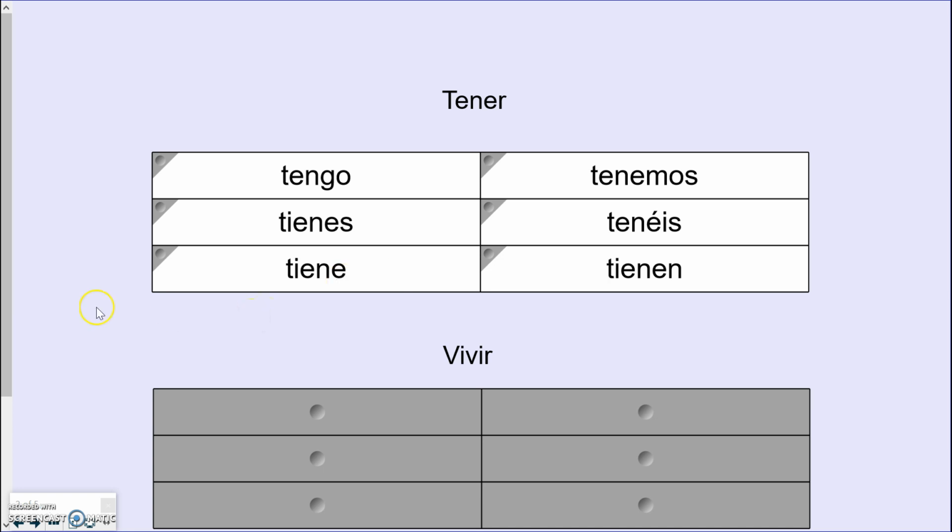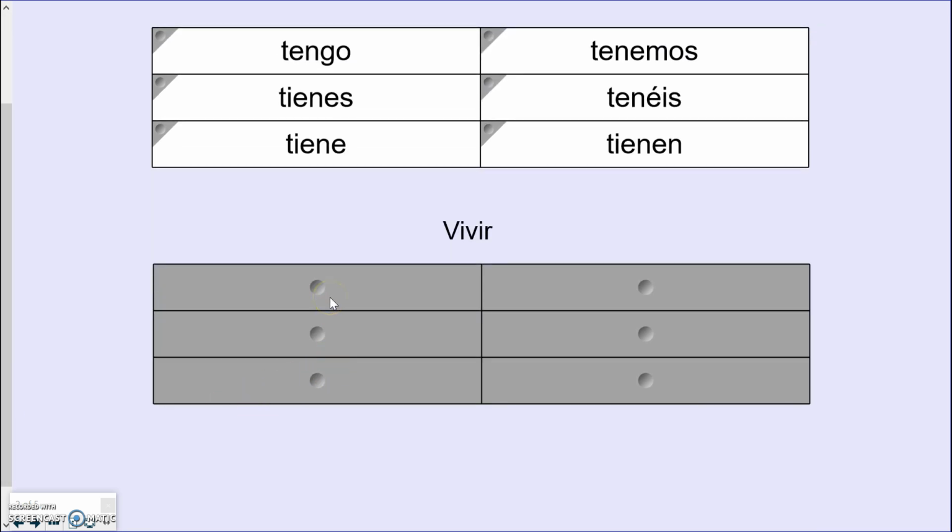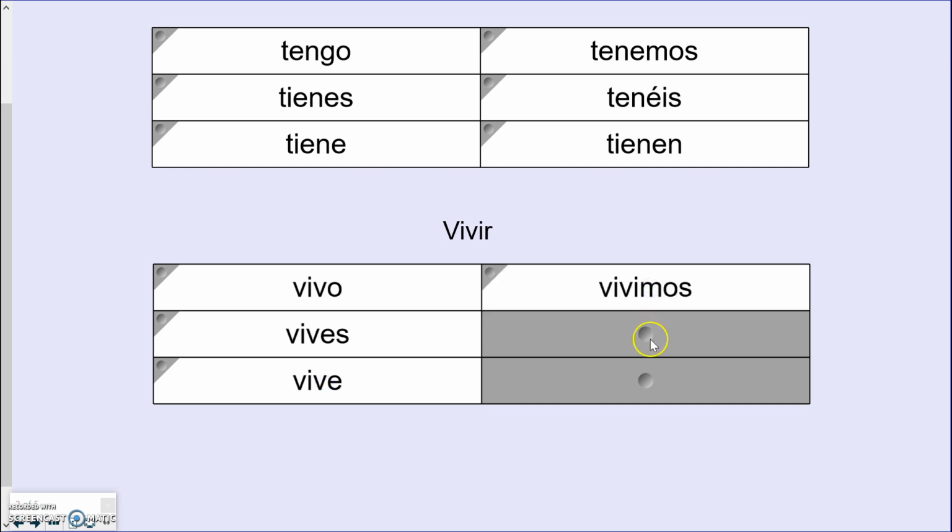Okay. The verb vivir, what do we know the verb vivir to mean? Vivir means to live. So we have yo vivo, tú vives, él vive, nosotros vivimos, vosotros vivís, y ellos viven.